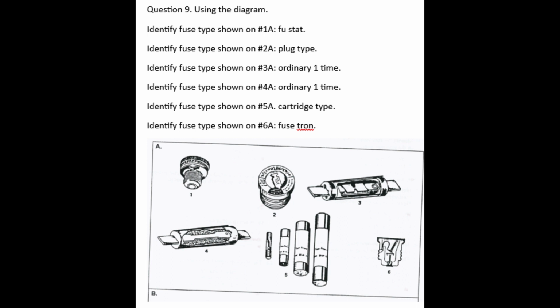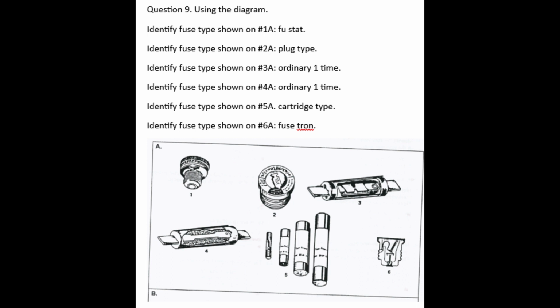Fuse stat. Fuse type of 1 on diagram A. Fuse stat. Identify the fuse type shown on number 2 on diagram A. Plug type. Fuse type 2 on diagram A. Plug type. Identify the fuse type shown on number 3 on diagram A. Ordinary one-time. Fuse type of 3 on diagram A.